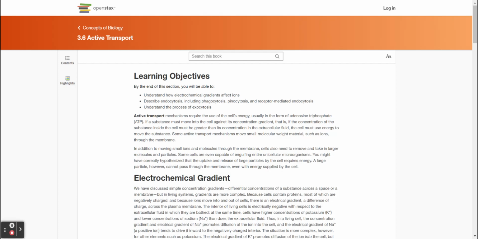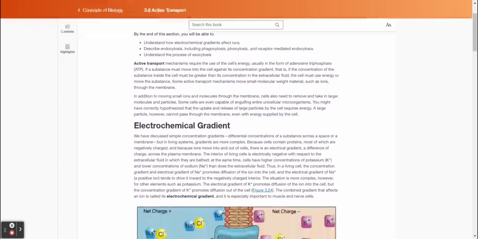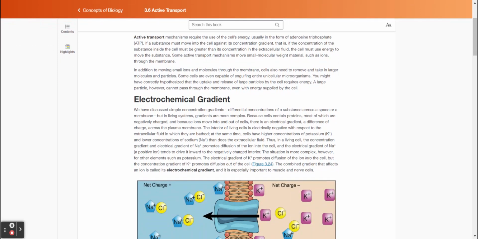Section 3.6, Active Transport. By the end of this section, you will be able to understand how electrochemical gradients affect ions, describe endocytosis, including phagocytosis, pinocytosis, and receptor-mediated endocytosis, and understand the process of exocytosis.